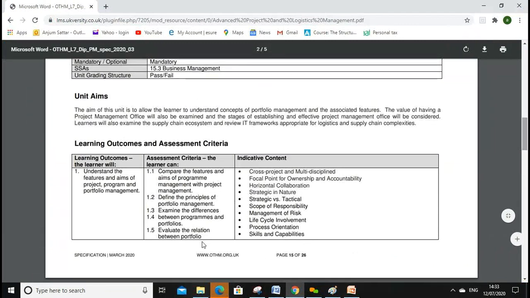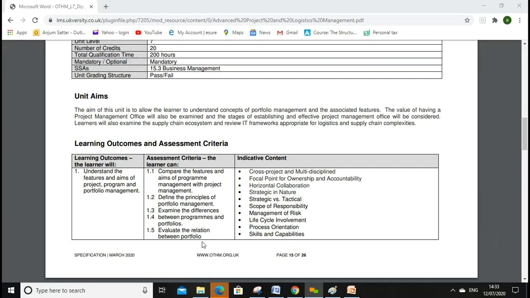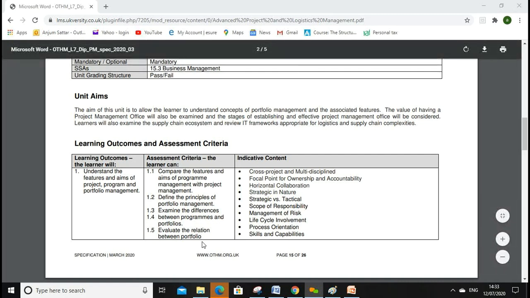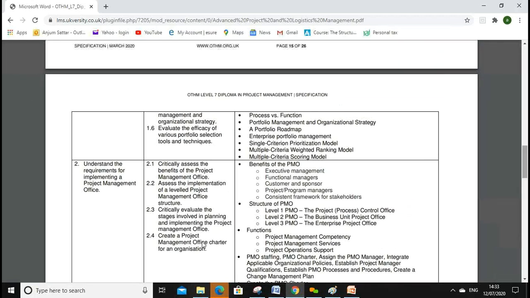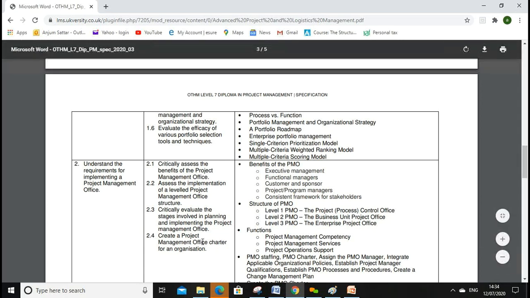So before starting this lesson, first we'll recap what we learned during our last lesson, our first lesson. We discussed how to understand the features and the aims of project, program, and portfolio management. We discussed the features and aim of the project. We defined the principle of portfolio management. We discussed the difference between the program and portfolio, what is meant by these, and how we can evaluate the project. We also discussed the various portfolio selection tools and techniques. Those we discussed during our last lesson.